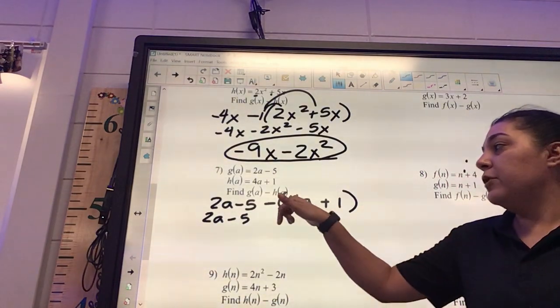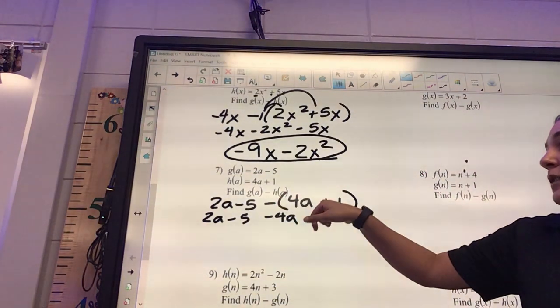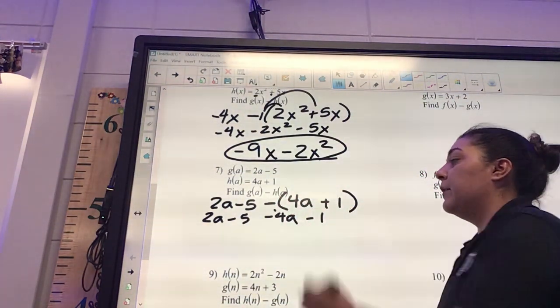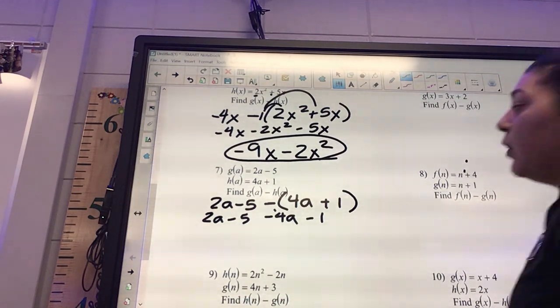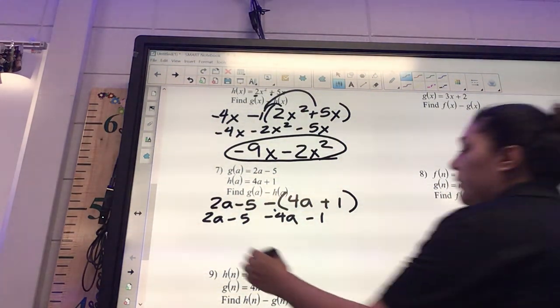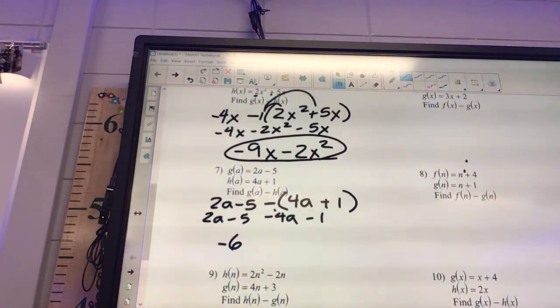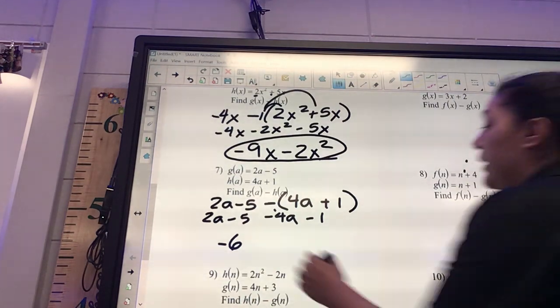Okay, so see how there's no sign in front of the 4? So it's going to be a minus 4a. And then this is a plus, so it's going to become a minus, so minus 1. Okay, if we look at those, what can we combine? What can get put together? The 5 and the 1. So what is minus 5 minus 1? Negative 6. What else can we put together? The a, so I got a 2a minus 4a. What is 2 minus 4? Negative 2a.